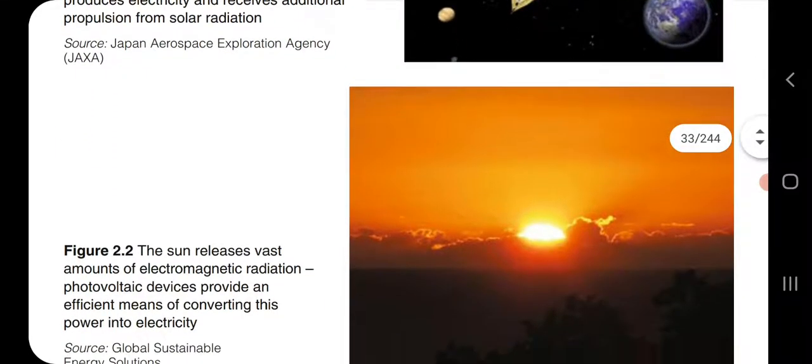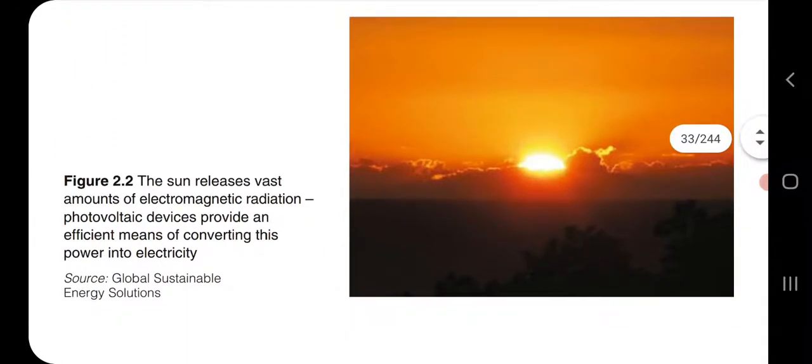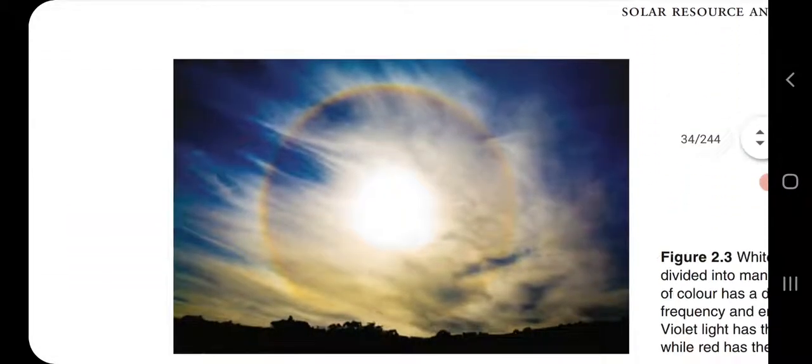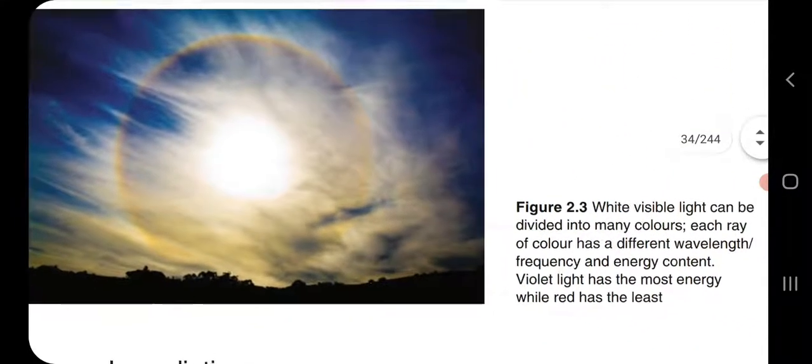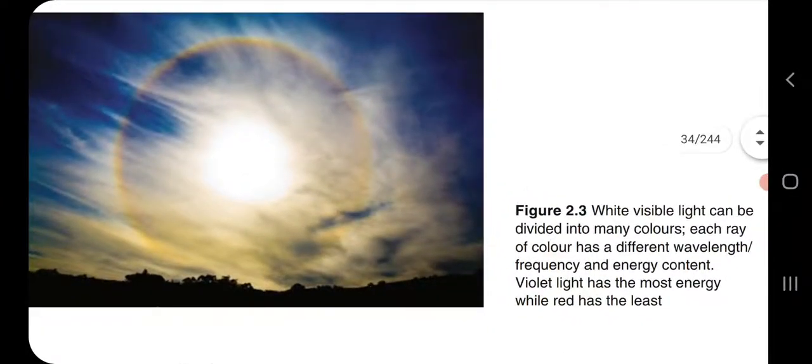We all know that energy is released from the sun, and it is used to produce electricity. And in this image it is shown that there are many lights in the sun. These lights of different colors have different wavelengths and different frequencies, and depending upon the wavelength and frequency they are used.